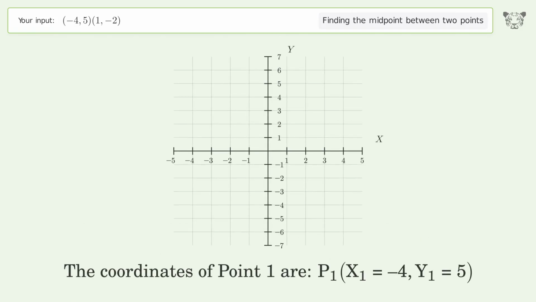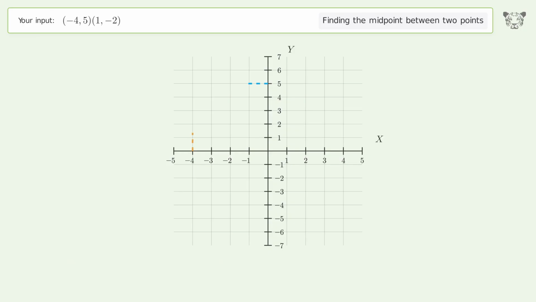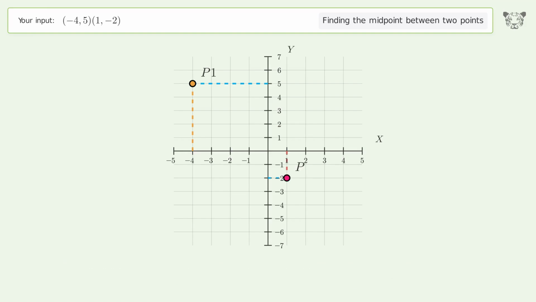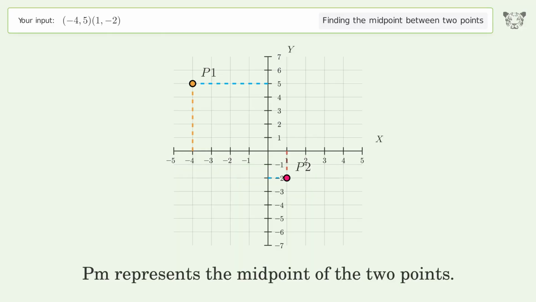The coordinates of point 1 are, x1 equals negative 4, y1 equals 5. The coordinates of point 2 are, x2 equals 1, y2 equals negative 2. PM represents the midpoint of the 2 points.